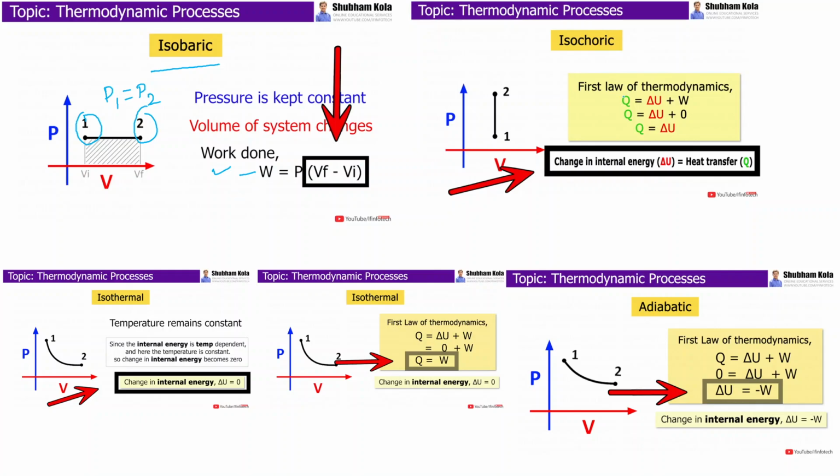And the isochoric process means that the volume is constant. Isobaric means bar, that is pressure, P is constant.